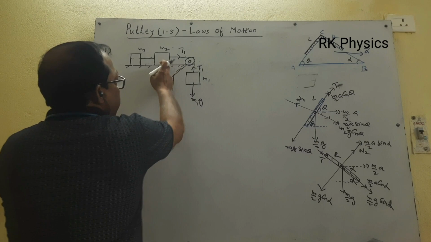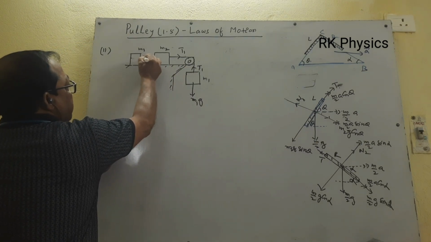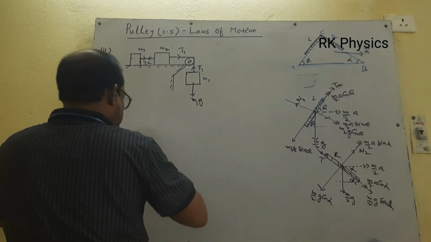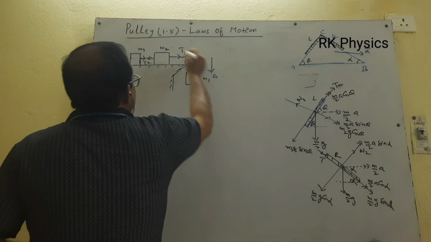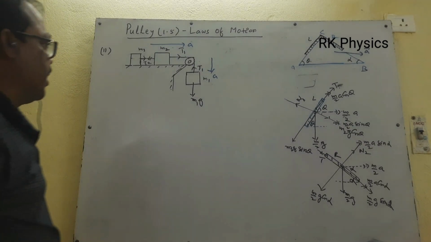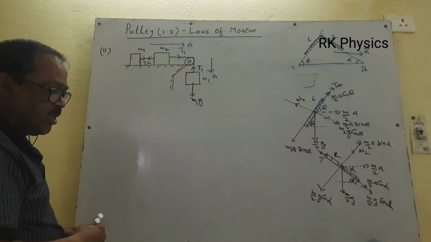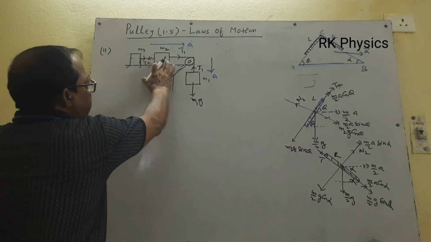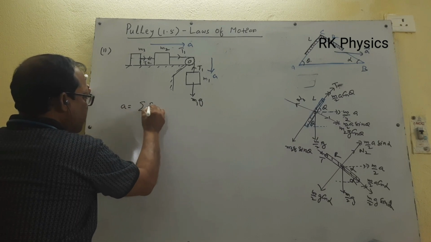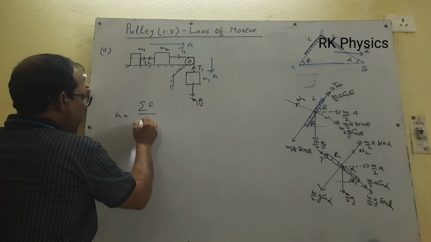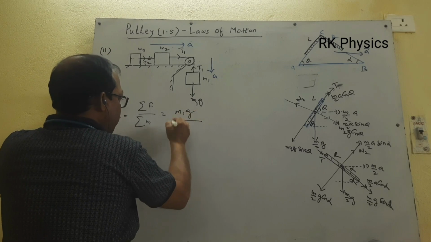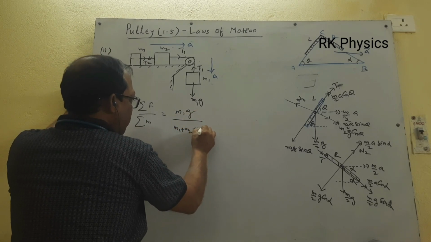There is a string between M1 and M2, another string between M3 and M2, let T2 be the external reactions, and the entire system is moving in the anti-clockwise direction, means towards right. M2 and M3 move towards right with acceleration a, and M1 moves down with acceleration a. If M1, M2 and M3 are given, you find the acceleration directly: net force divided by total mass of the system. Net force is M1 g divided by M1 plus M2 plus M3.